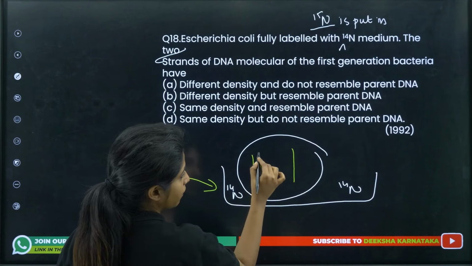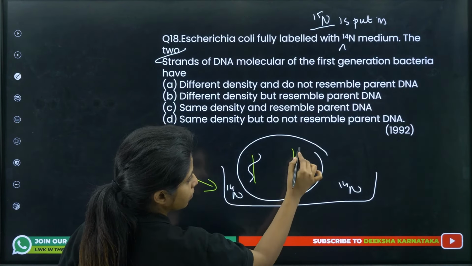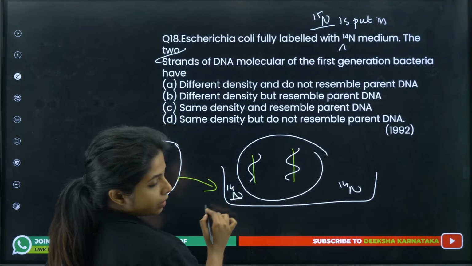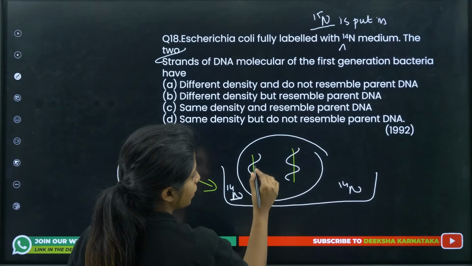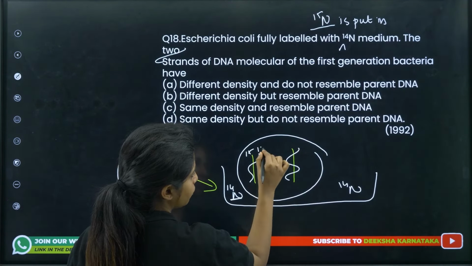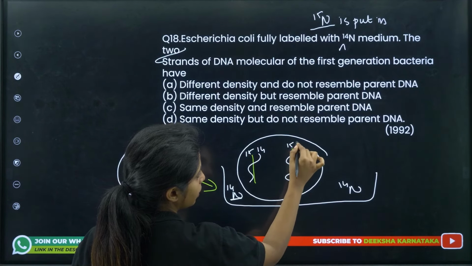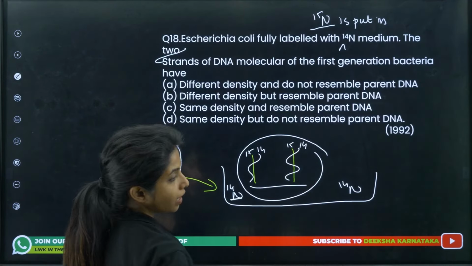So the next strand that will be formed will be having N14, because DNA has nitrogen in them. So they will use this nitrogen for formation of other DNA. One strand will be 15, other strand will be 14, this strand will be 15, other strand will be 14. So don't you think that this is hybrid?